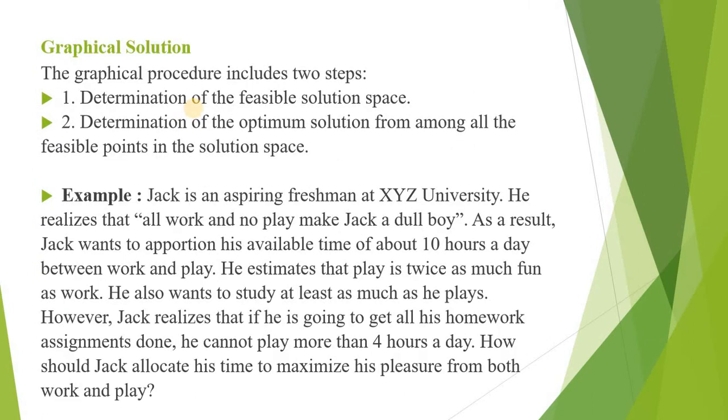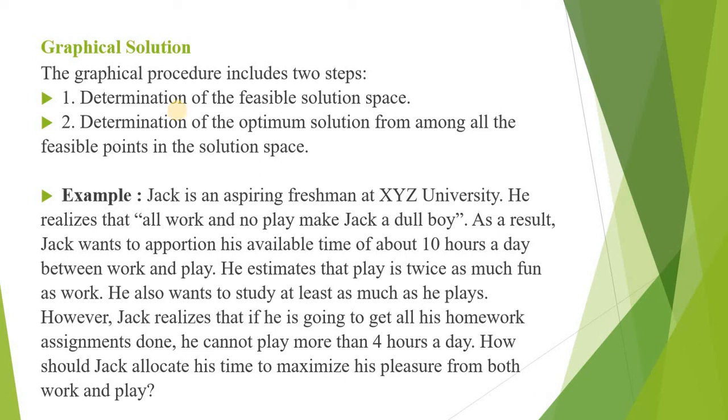There are several methods to solve an LPP model, and one of the basic methods is the graphical solution. The graphical solution is mostly used when there are two decision variables. In this method, we determine the feasible solution space and then determine the optimal solution from among all the feasible points in the solution space.